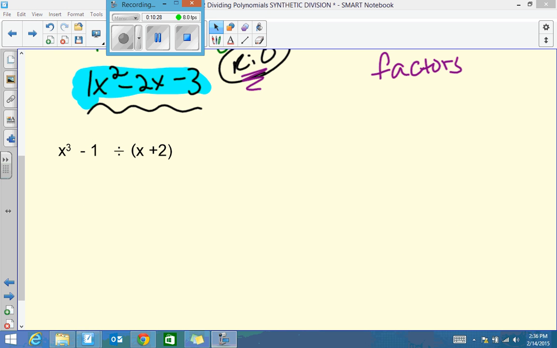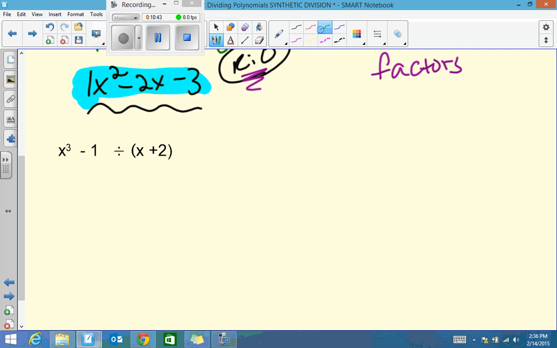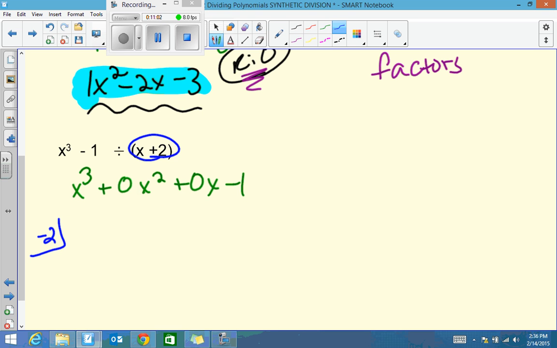Okay, one last example to show you a couple different scenarios you might encounter. If we look at this equation, we have x to the third minus 1. So it's kind of obvious we're missing some terms, right, between an x to the third and a constant. So we want to think about this problem actually as x to the third plus 0x squared plus 0x minus 1 divided by x plus 2. So as we set up our problem, since we're dividing by x plus 2, we take the opposite sign and set up a minus 2. We bring down our coefficients, so we have a 1, a 0, a 0, and a negative 1.